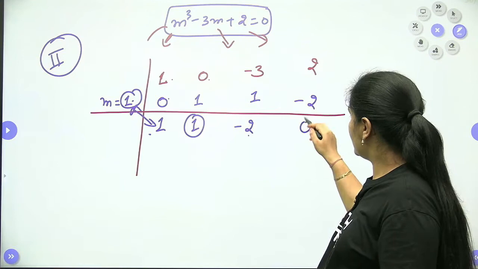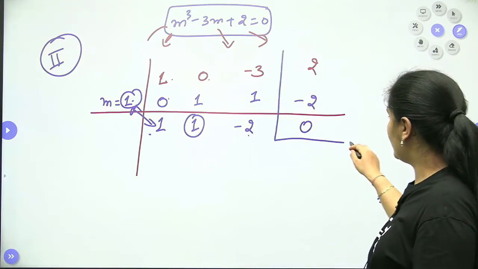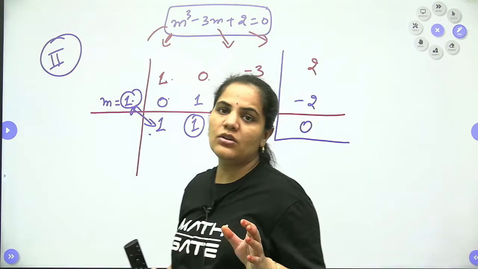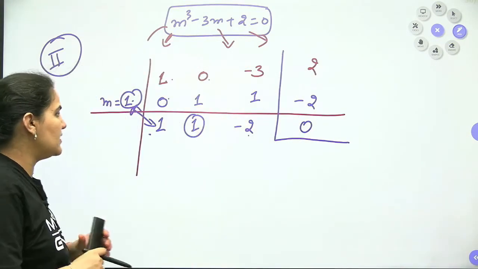2 minus 2 will be 0 only. When we get 0, we can remove this one. Whenever we get 0, we will remove that one. Exactly, we remove that 0.